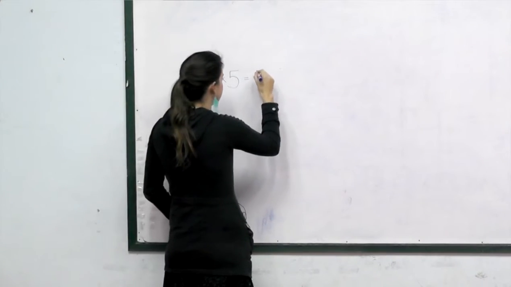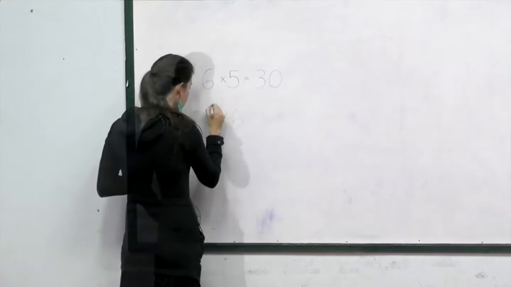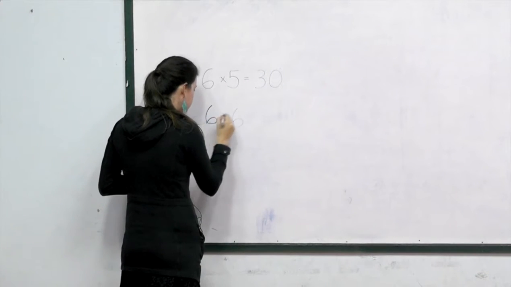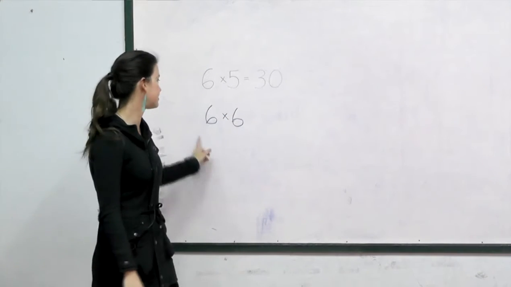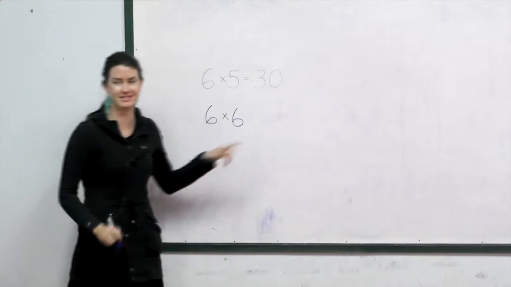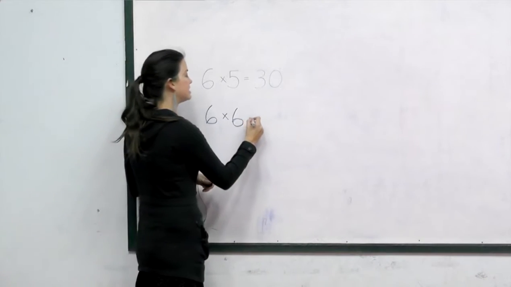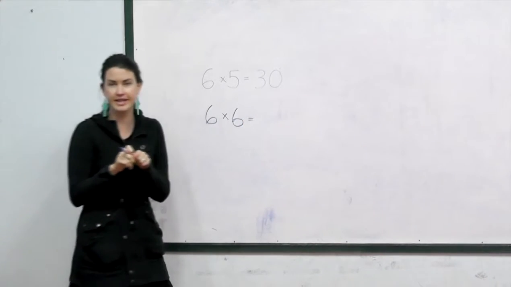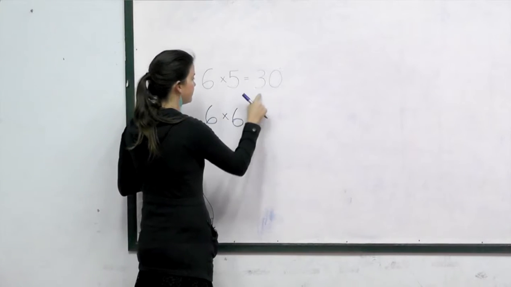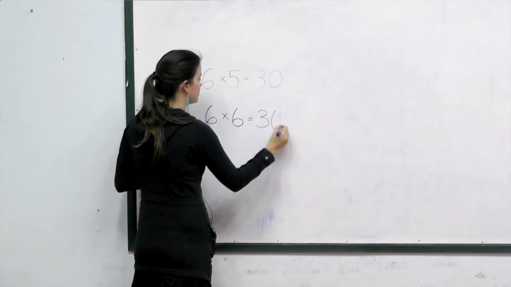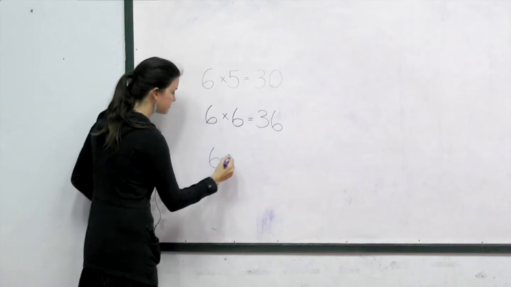6 times 6. Ooh, that's a good one. Okay, friends, 6 times 6. 1, 2, 3. 36. Very nice. We could think 6 plus 30 is 36. 6 times 7.